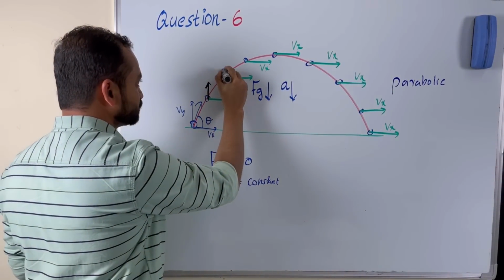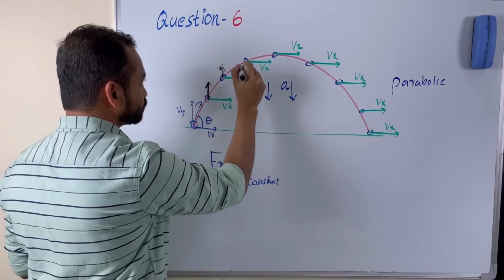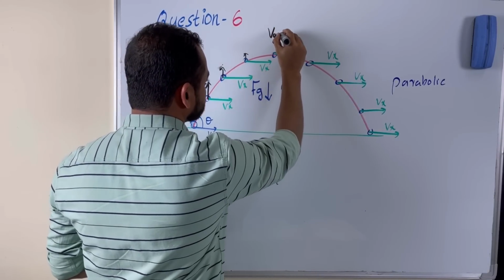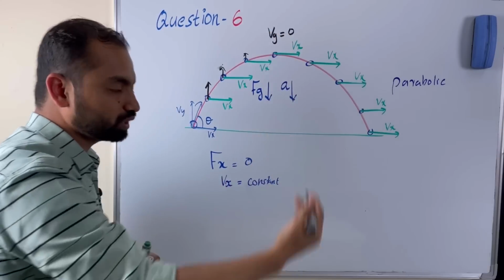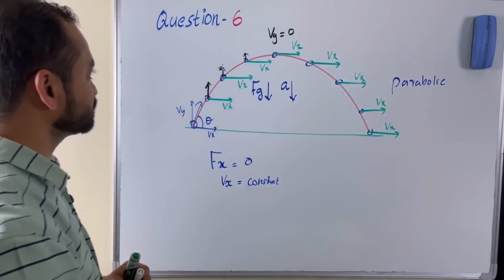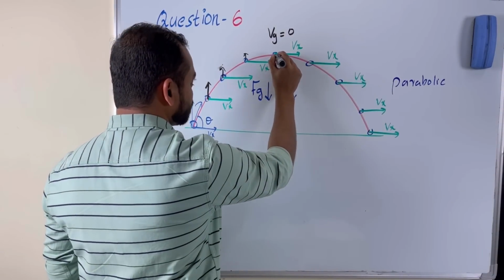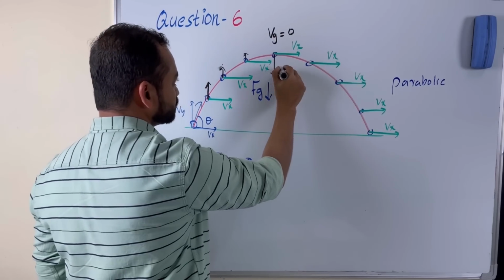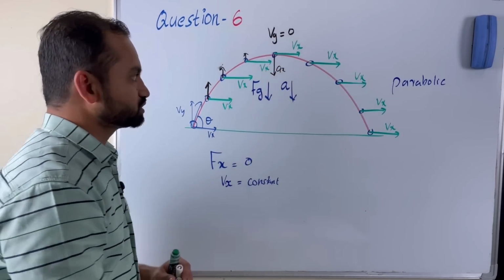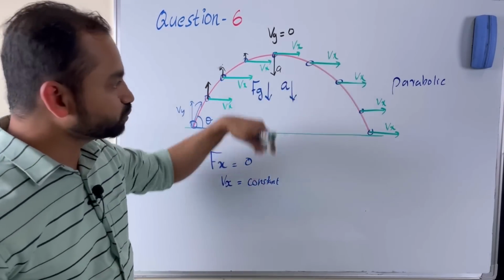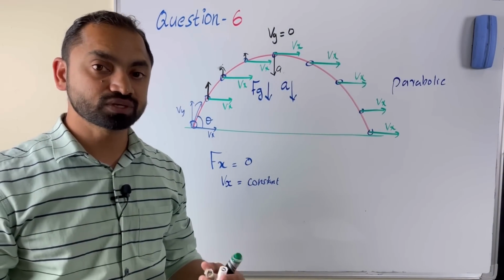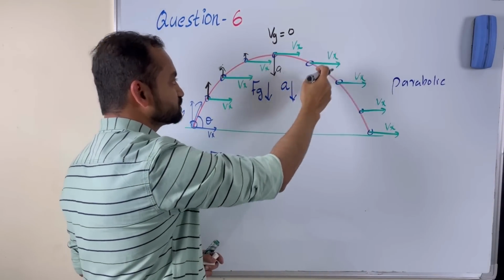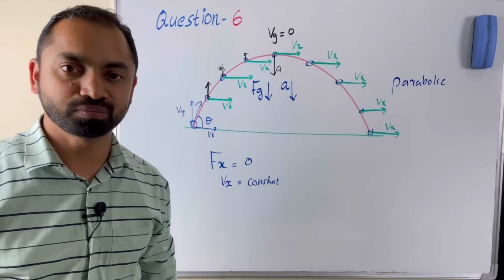When it is going up, its vertical velocity will be continuously decreasing, and at a maximum height, the vertical component of the velocity that we will represent by Vy will be 0. At a maximum height, vertical velocity is 0, and you can see here the acceleration will be downward, right? Acceleration will be acting downward. See, there will be some questions like this. At a maximum height, the velocity and acceleration are perpendicular.